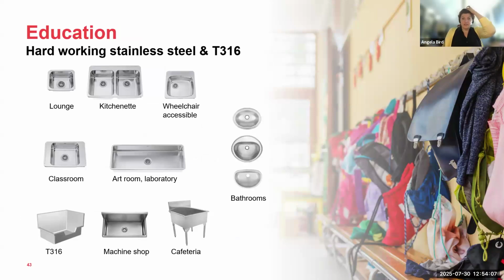So in education, in a teacher's lounge or a staff kitchenette, you'll find top-mounted sinks with one or two bowls. Some of them are also wheelchair accessible. And some of these single and double bowl sinks are available in type 316 if you've got a high school lab. Classroom sinks with multiple ledges are still commonly found in classrooms with either a faucet or two or soap dispenser.